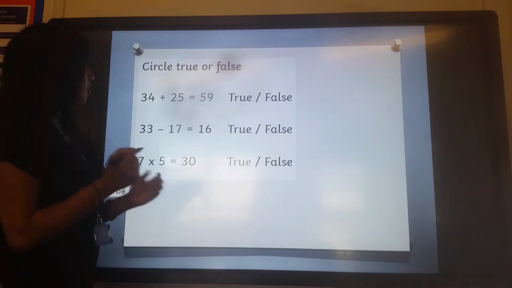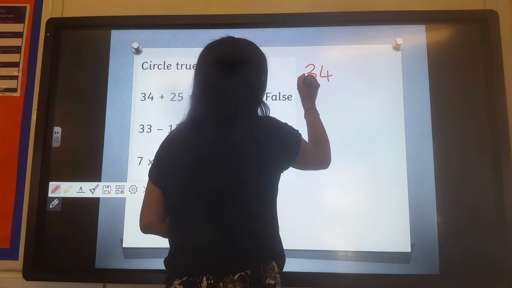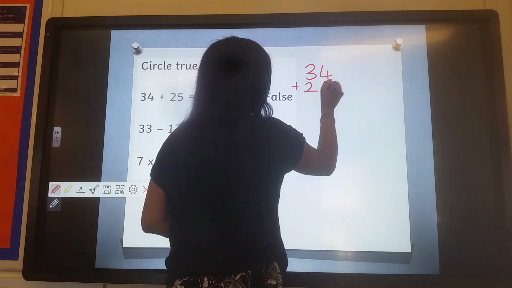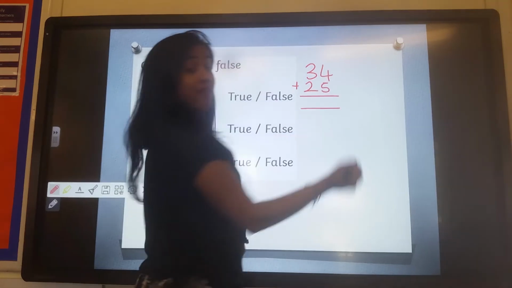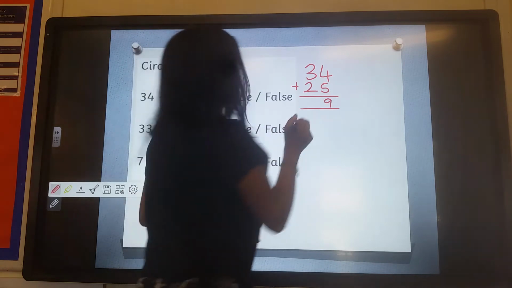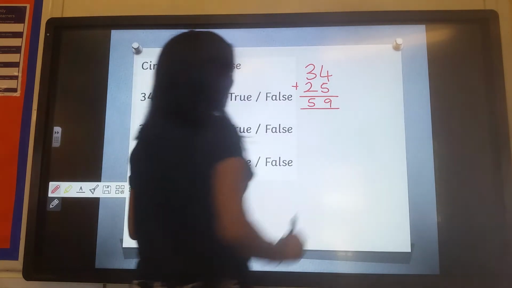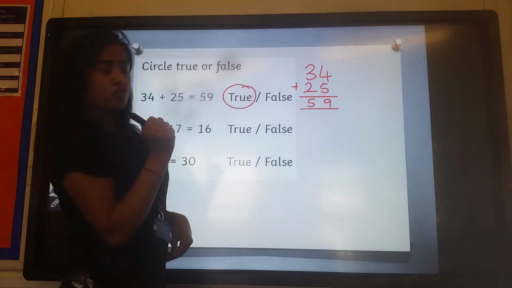So 34 plus 25. Let's use column addition to calculate the answer. So 4 plus 5 is 9, and 3 plus 2 is 5. So the answer is 59. So this answer is true.